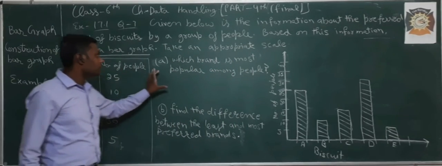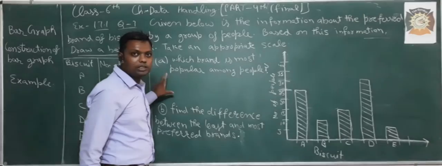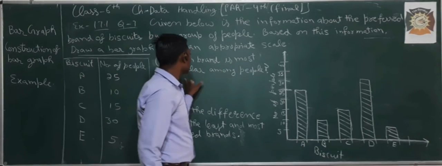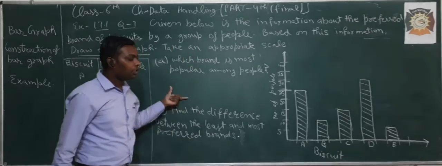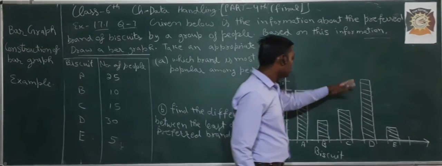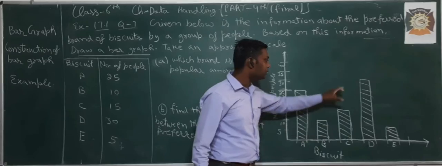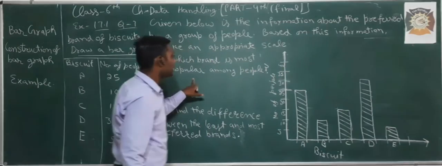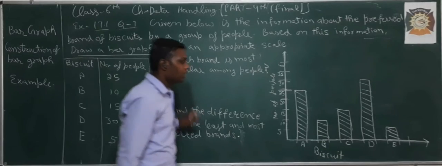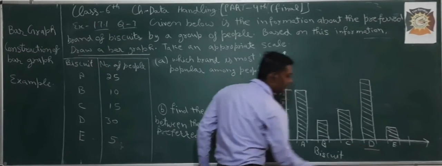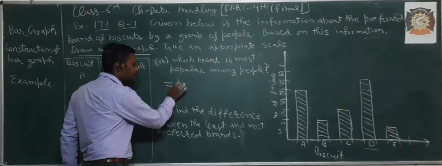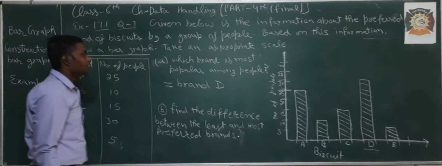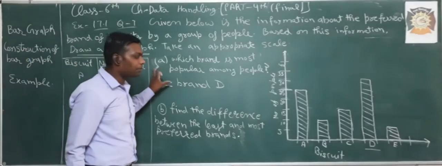Now we solve 2 questions which are asked on the bar graph. The first one: which brand is most popular among the people? You have to see the graph and which bar is maximum, whose height is maximum. That brand is mostly liked by people. And which bar is that? D. The brand D is the most popular among the people.